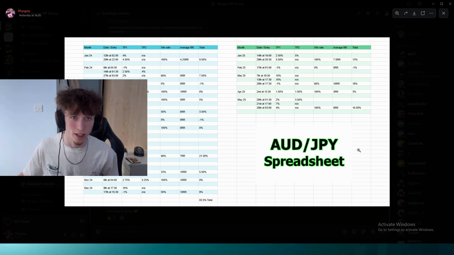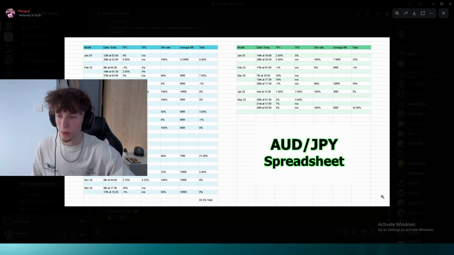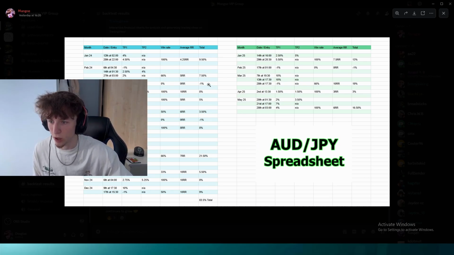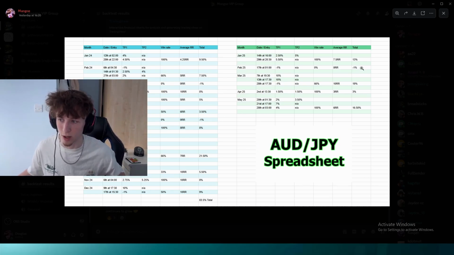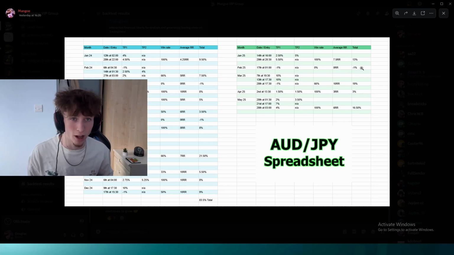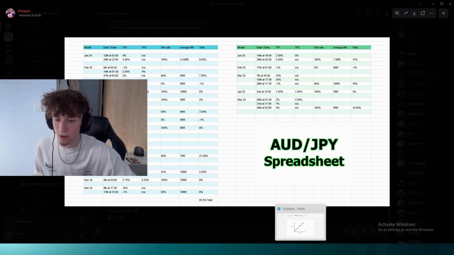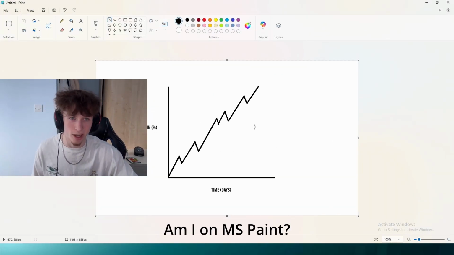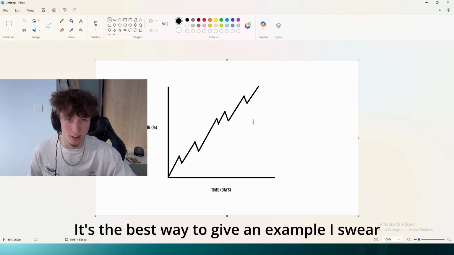Any setups not taken were just because of them being low quality, but you can see here we are taking losses. We had 1, 2, 3 unprofitable months since the start of 2024, and that's with perfect back testing. But here's the thing, our equity graph is looking something like this. Am I on MS Paint? Yes. It's the best way to give an example, I swear.